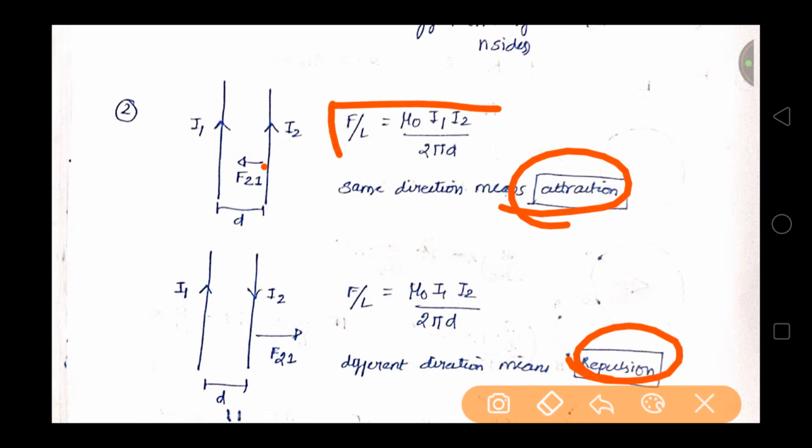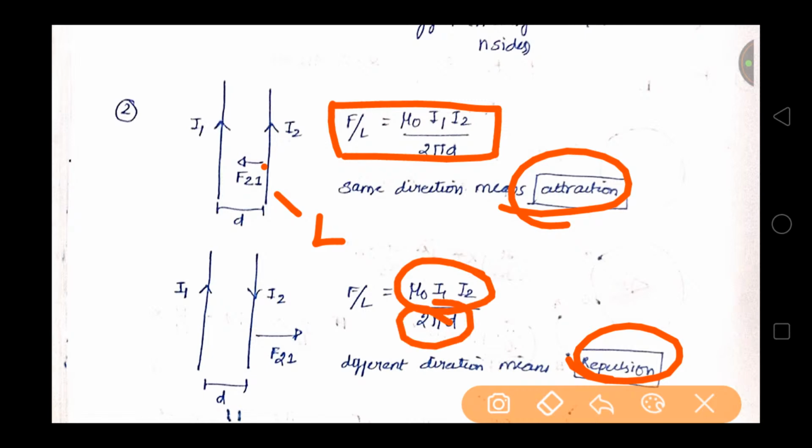It's a formula you should know. F by L is equal to, where L is the length of the conductor experiencing the force, mu naught I1 I2 by 2 pi d. Similarly, you can say mu naught I1 I2 by 2 pi d, but the direction is different: here this direction, here this direction.